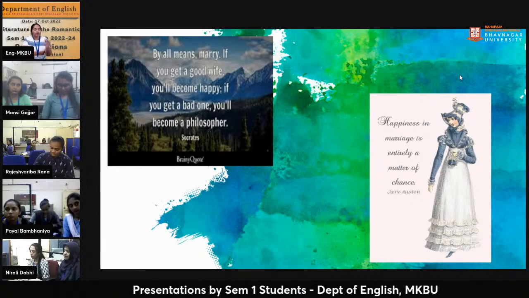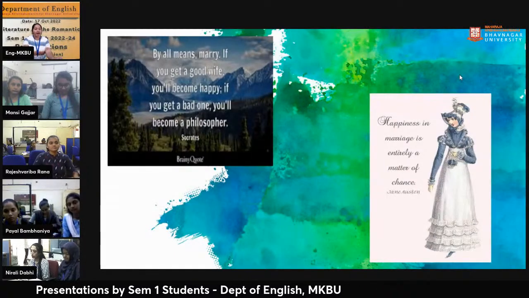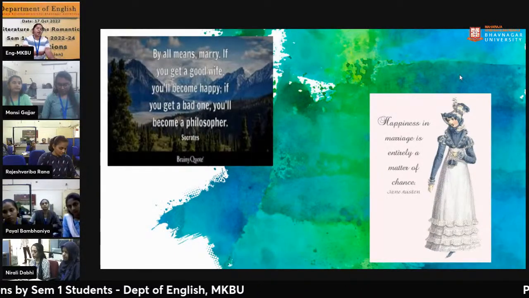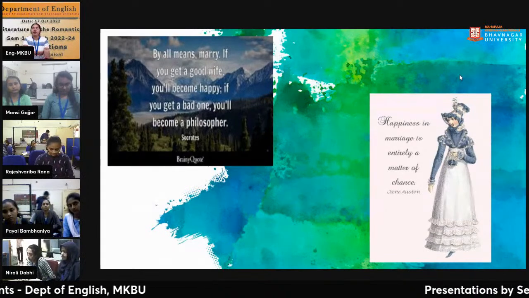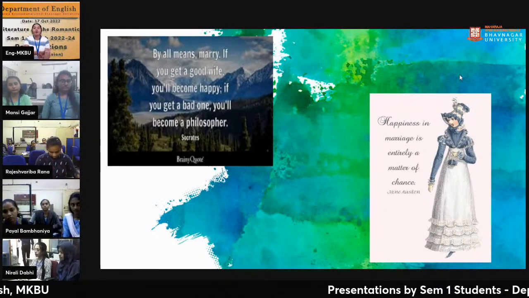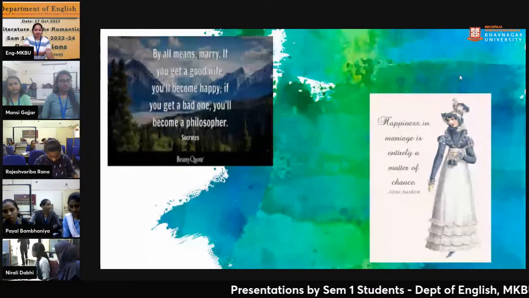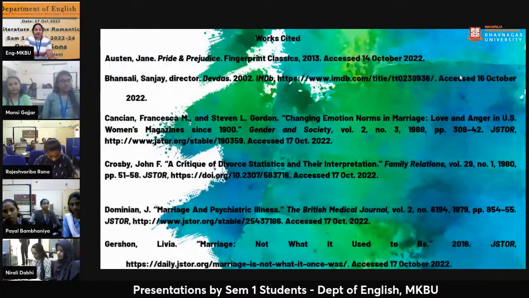Even this is a quote by Jane Austen, which says that happiness in marriage is entirely a matter of chance. So it is not necessary that in a marriage you will be happy, but you have to marry. That is a sure thing. These are the works cited.